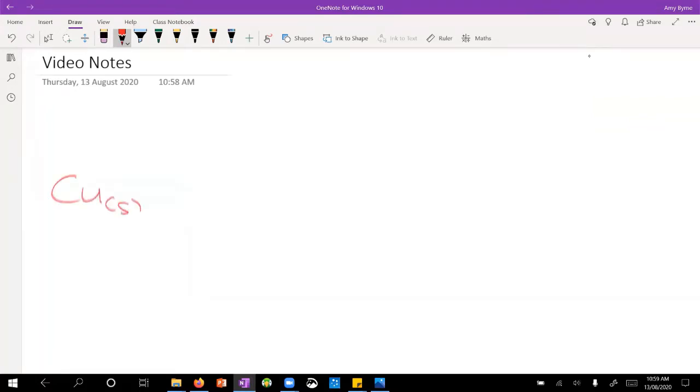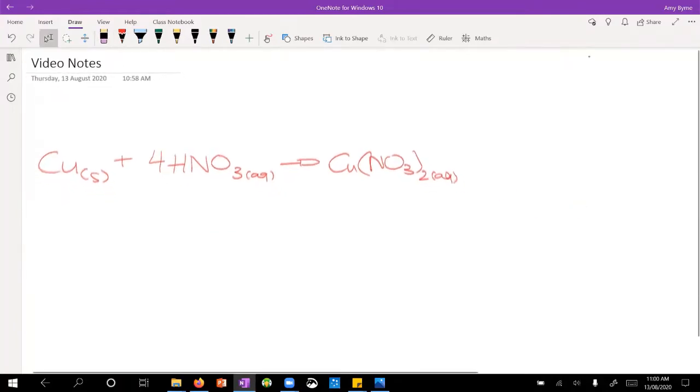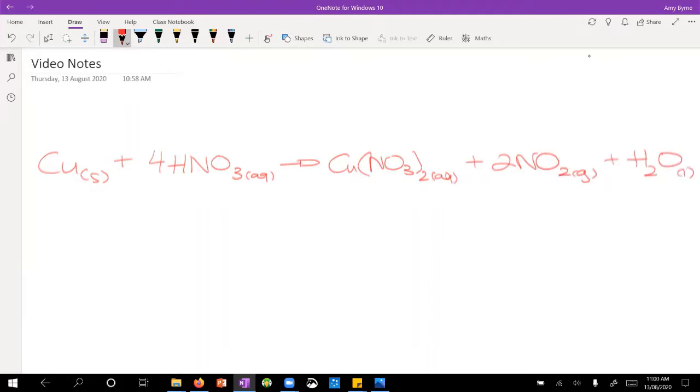So copper solid, you're probably familiar with it. It's that reddish, pinkish gold metal. If I react that with super concentrated nitric acid, aqueous, it forms copper nitrate, aqueous, and 2NO2 gas and 2H2O liquid. Okay.